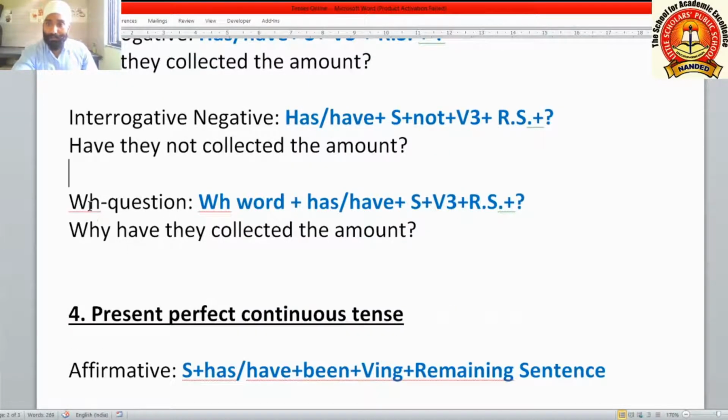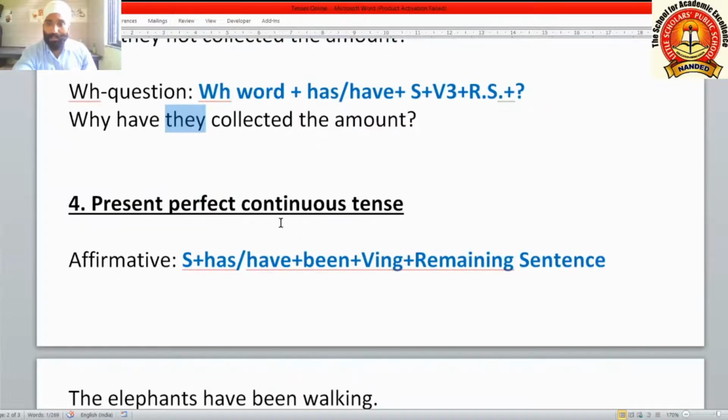Thereafter, you can see the WH word or WH question of this type. WH word plus has/have plus subject plus V3 form plus remaining sentence plus question mark. Why have they collected the amount? Here after the WH word we are using have, because they is the subject here and the subject is plural, not singular. Let us see the fourth type in this subtype.